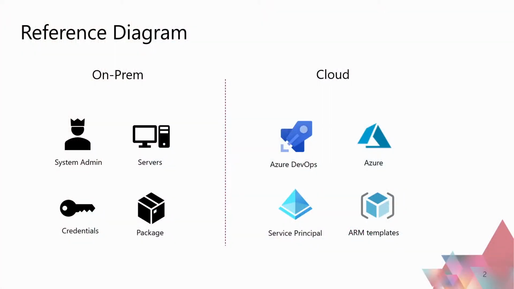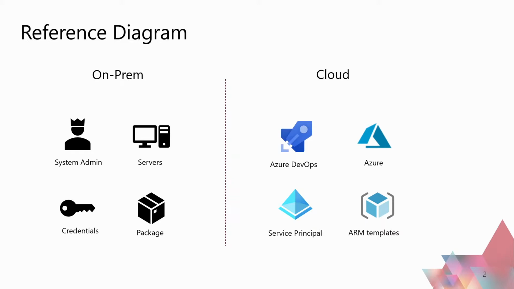Okay, so let's go back to the reference diagram. If we look into the right side, I'm trying to map a one-to-one component between what we had on premise to what we have today in the cloud. So for the servers, that's obviously now Azure. Your code and your solutions are utilizing the Azure services, and it's hosted inside Azure Cloud. So this is the mapper for the on-premise servers.